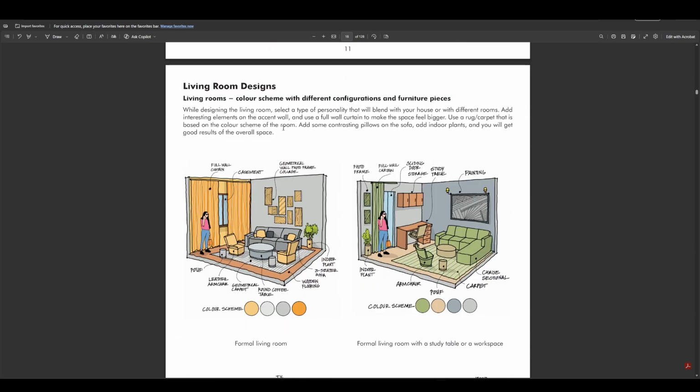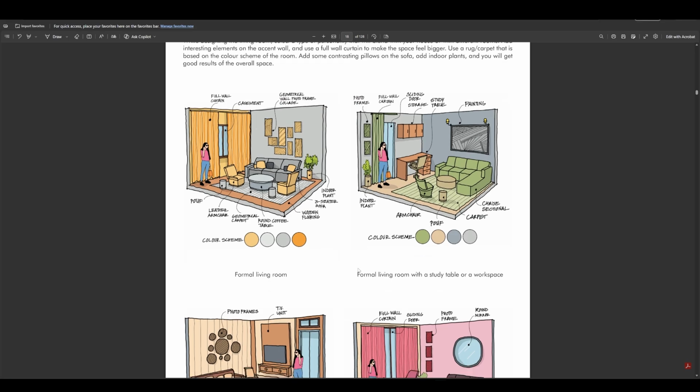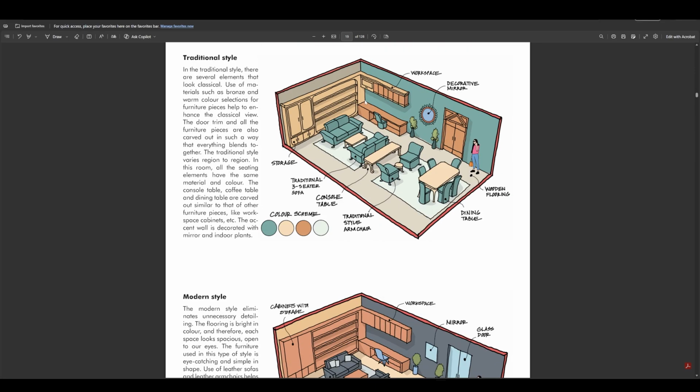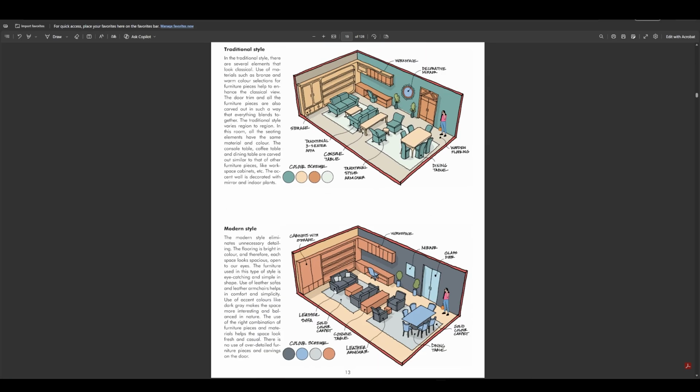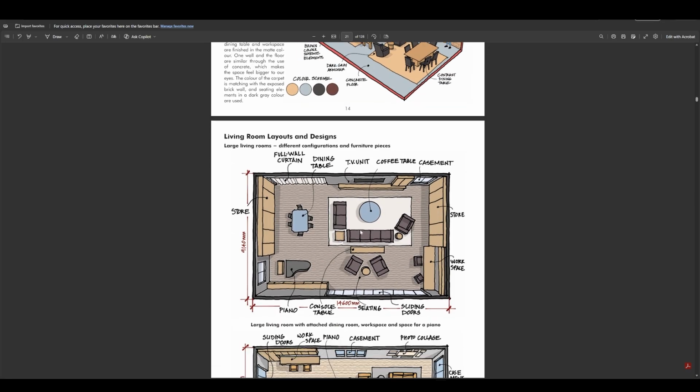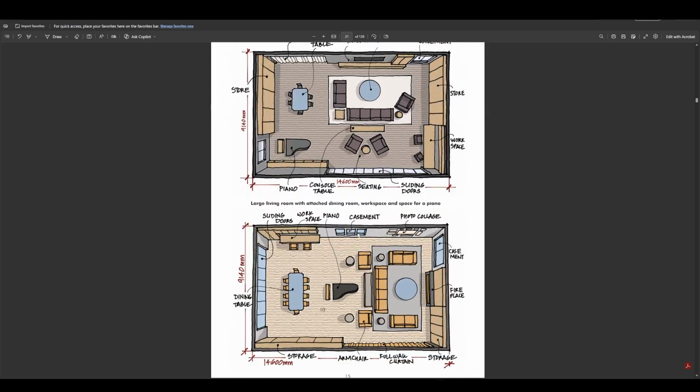These are some color schemes and layouts. Nothing very different. You can just pause and take a screenshot or whatever. So these are the styles. In modern and traditional, there is a difference now: the use of glass, the use of traditional doors, the workspace environment, everything. So this is minimalistic, this is industrial. So that's it.